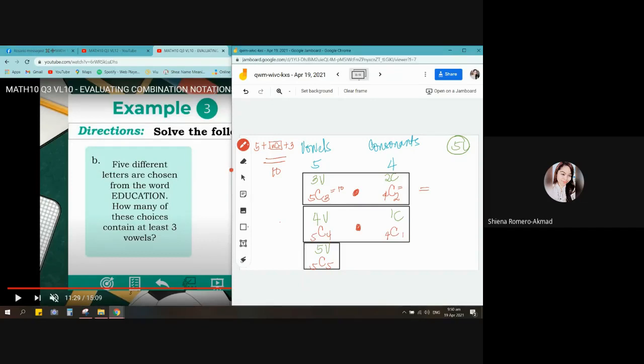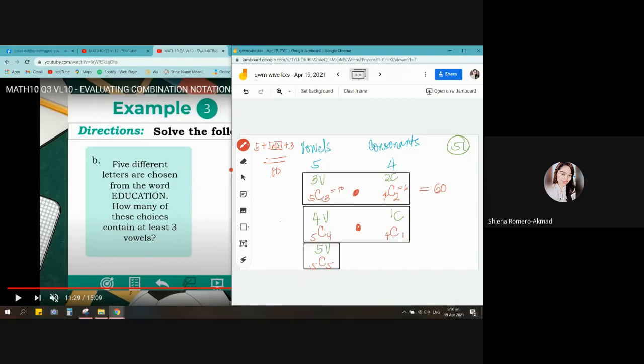How about combination of 4 taken 2 at a time? So 4 first, then shift and the nCr button, then the number 2, and then equals, which is 6. So 10 times 6 is 60.